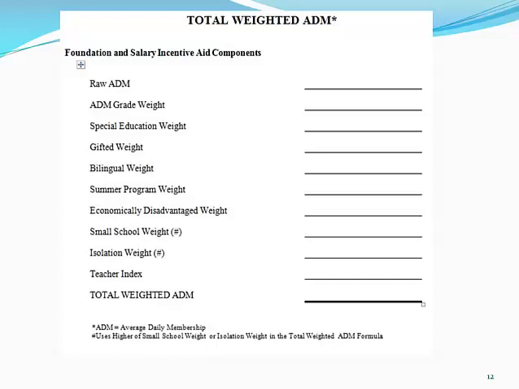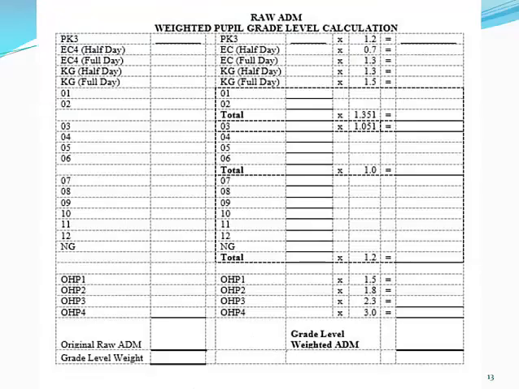And as we go through, I'm going to explain to you why these things are weighted in the equity piece. Okay, so this is where you're going to work through your packet as well for each of your districts. And we're going to continue to come back to this sheet and insert these numbers as we figure them. So this is the raw ADM weighted pupil grade level calculation sheet. This is the sheet you have in your packet.